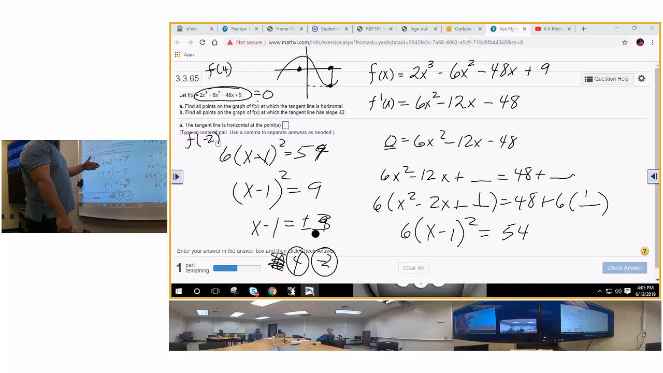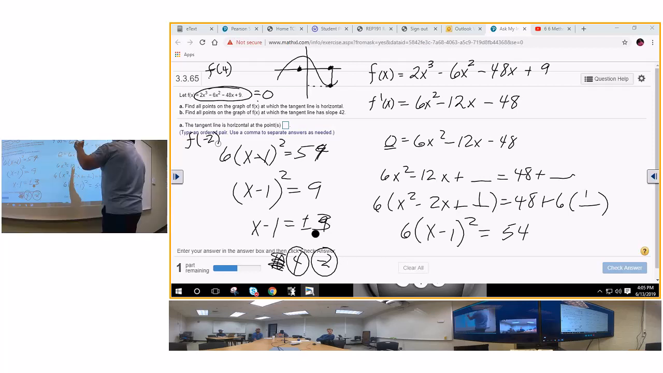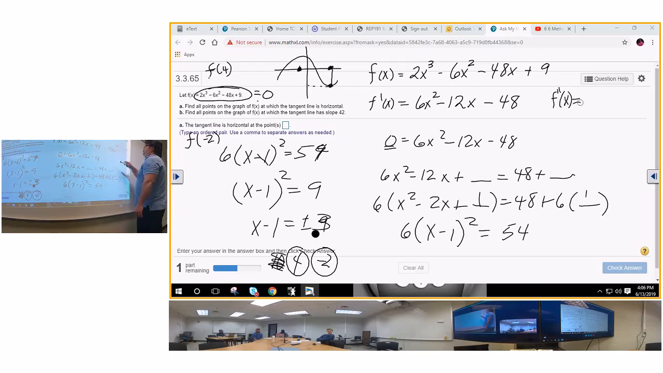And of course you can see if you plug in a negative, like, what's beyond negative 2? Negative 3, and you plug that in, you're going to get a positive because it's increasing. And then you're going to get decreasing. And then if you get the second derivative, f double prime of x, that'll give you 12x minus 12.